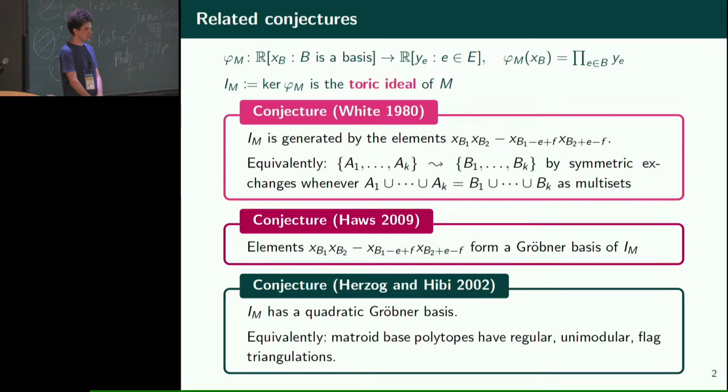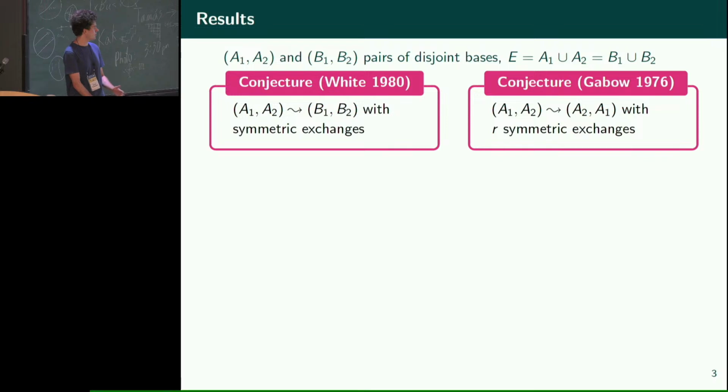And this conjecture has a nice geometric translation. It is equivalent to all matroid base polytopes having regular unimodular flag triangulations. And there was a recent breakthrough result by Spencer, Bachman, and Liu, who showed that at least there are triangulations satisfying 2 of these 3 properties. So now it's known that there are regular unimodular triangulations, but this formalized question would also require that they are flag. Okay, so this is one of the many motivations to study these conjectures that we studied.